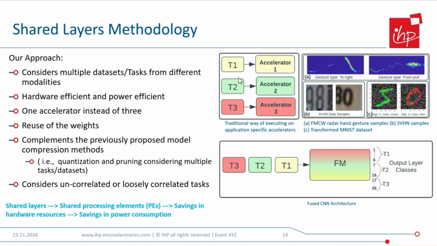So here you have three accelerators for three different tasks. And now here in this fused CNN architecture, based on shared layers methodology, you can execute multiple tasks in a time division multiplex manner on one single accelerator, which would be really hardware efficient and power efficient. And this approach can also be combined with other model compression methods, for example, quantization and pruning. So our approach complements the existing model compression approaches as well.